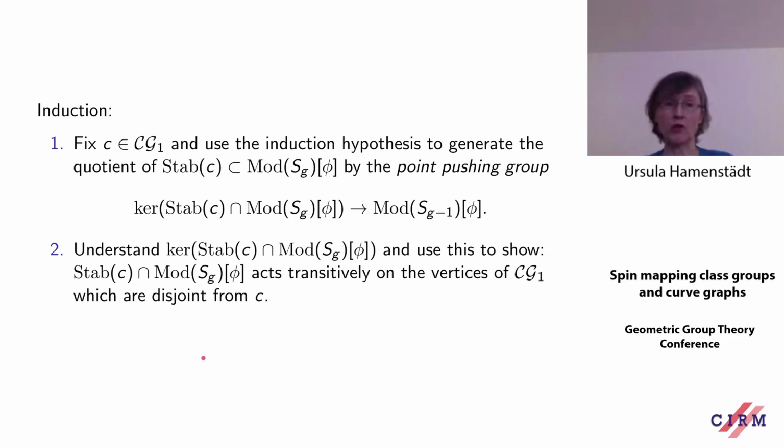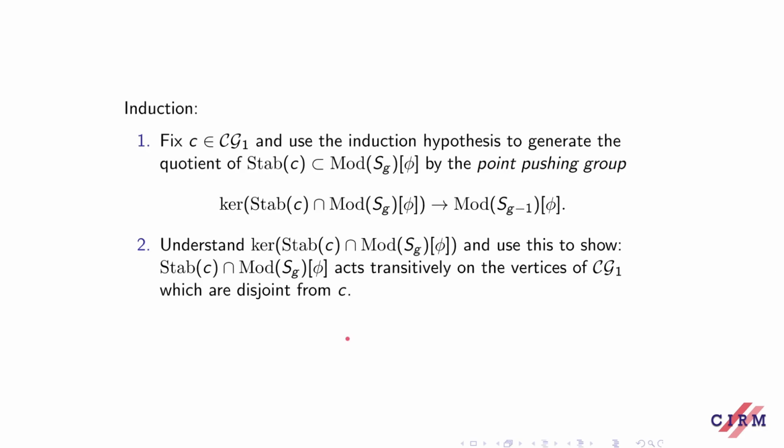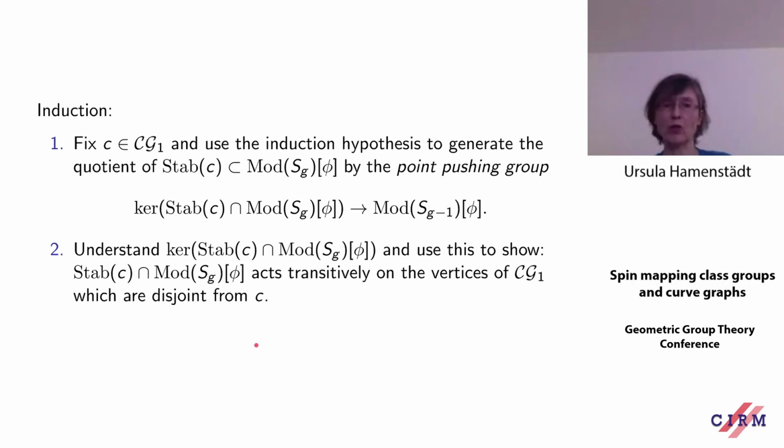The point pushing group is well understood. This is a classical Birman exact sequence, which tells you that the point pushing group is essentially... well, we have here a non-separating curve, and so we have two components. If we cut the surface open along C, we see two boundary components. A slightly enhanced version of the Birman exact sequence tells us that we understand the point pushing group in the ordinary mapping class group very well.